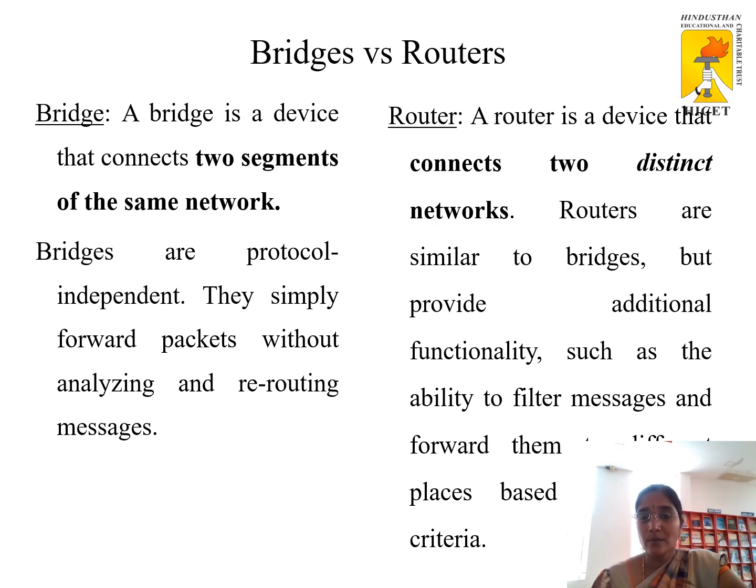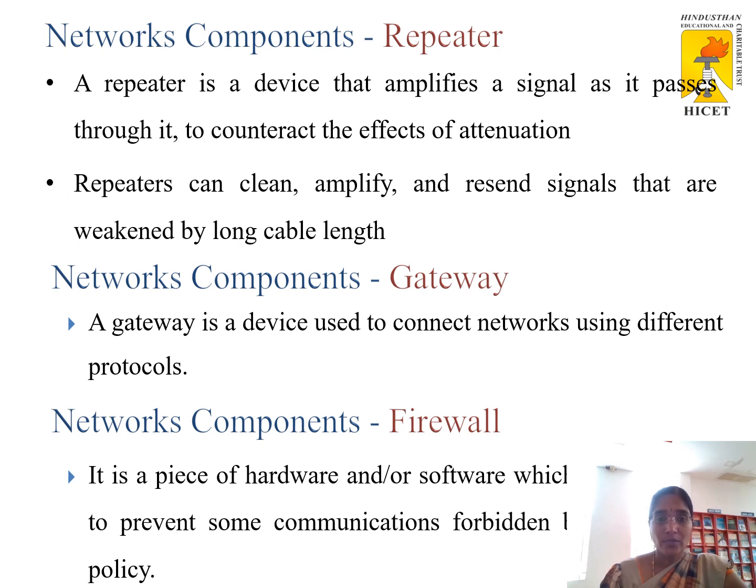So some unwanted data can be filtered out based on how the data has to be transmitted. The next set of components is repeaters. A repeater is a device that amplifies a signal as it passes through it to counteract the effects of attenuation. A repeater comes into play when the network's signal strength is becoming low. It just boosts the signal again and sends the same bandwidth to the next.